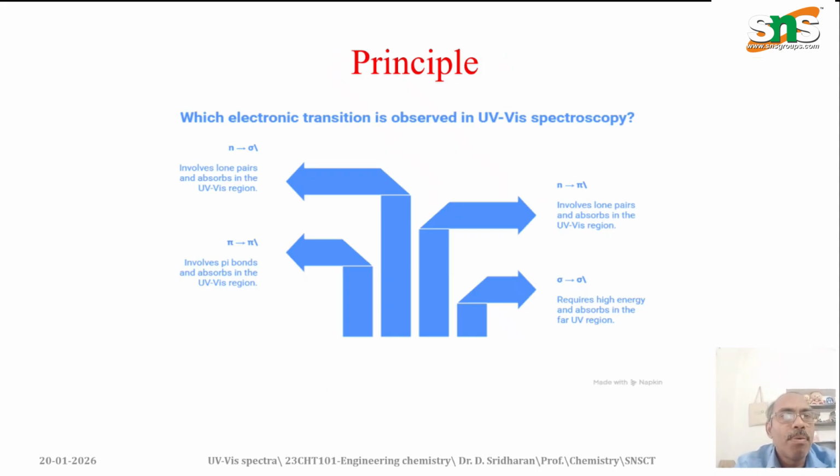The basic principle of ultraviolet visible spectroscopy is electronic transition, like n to pi star, the interactions between n and pi, and so on. So it is related to the bond formations between compounds, carbon or other heteroatomic molecules.